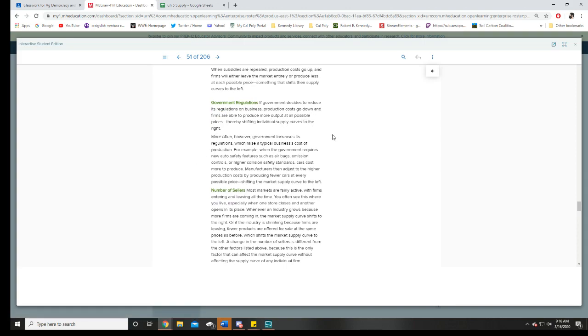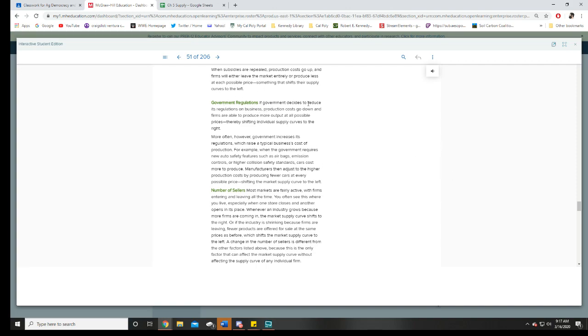So that's kind of like subsidies as well. So the government, let's say they put a regulation that Chipotle employees have to wash their hands every 10 minutes. Well, that means they spend less time at the counter or making food, so their productivity goes down, which means their costs go up, so therefore the supply shift will go to the left.